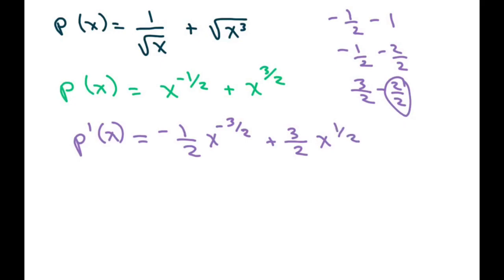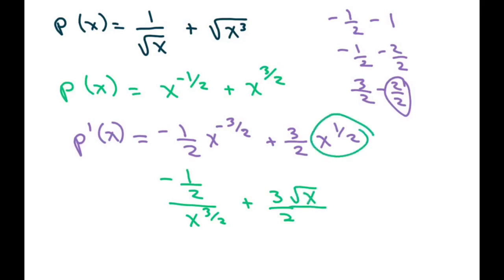And let's clean this up. So you're going to get negative 1/2 over x to the 3/2 plus 3/2, and this is just the square root of x here. That's square root of x. And then we can just bring this up. So this is going to equal negative 1 over 2 square root, because that's your root, x cubed plus 3/2 square root of x.